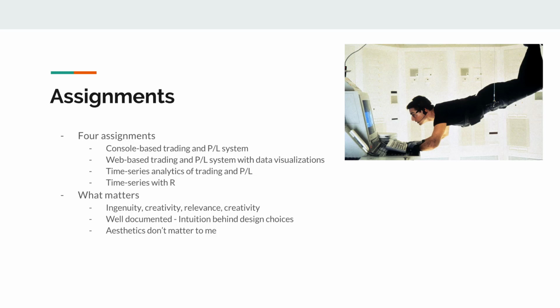The first 3 assignments will progressively evolve an equities trading system. For the first assignment, you will build a console-based trading and P&L system using Python and libraries like NumPy and Pandas. The second assignment will expand on the first and shift the application to the web and data visualization capabilities. The third iteration of the app will include time series analytics of the trading and P&L statements. Each assignment is described in detail in separate documents, and links to those documents are available in the syllabus. The final assignment uses R and a subset of the data produced in assignment 3.